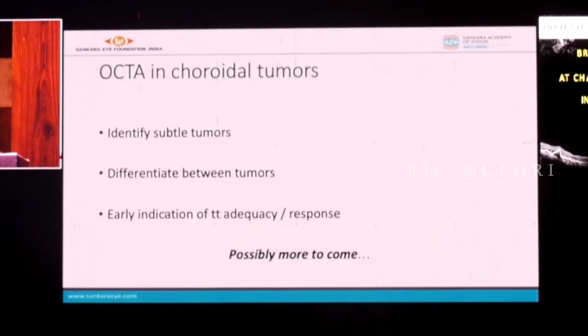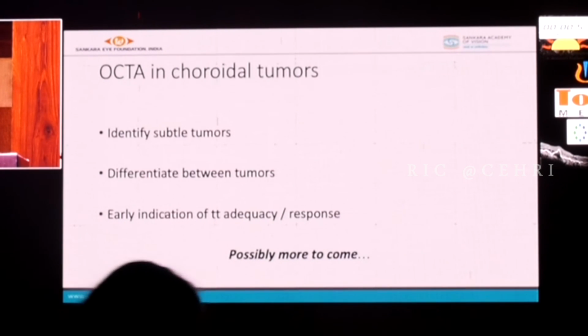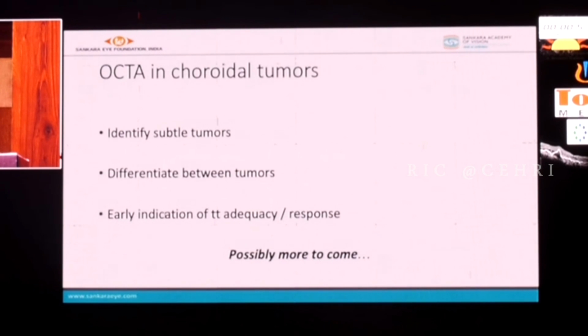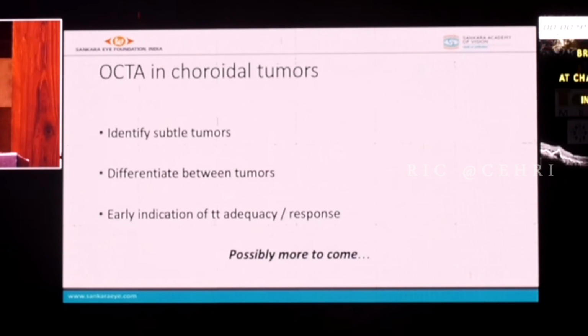So to summarize, OCTA in choroidal tumors does have a role. It helps identify subtle tumors as in diffuse choroidal hemangioma. It helps differentiate between tumors, particularly the pigmented tumors, if they are becoming malignant, if they are developing a vasculature. And it also helps identify treatment adequacy, if you put the plaque correctly, whether the patient is responding to treatment, and possibly more to come.